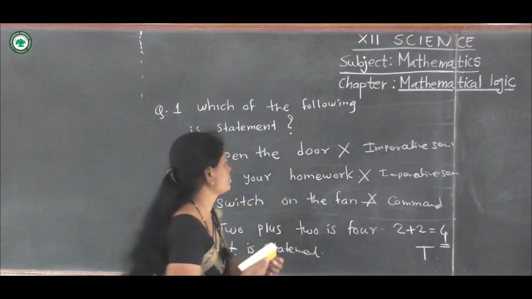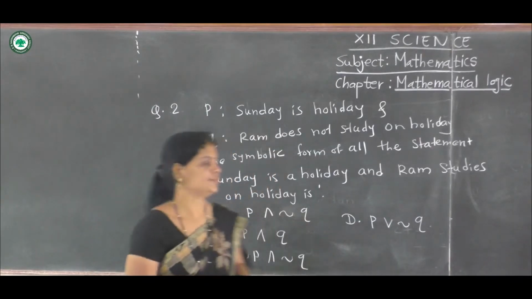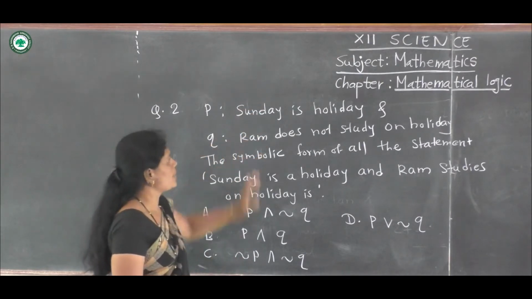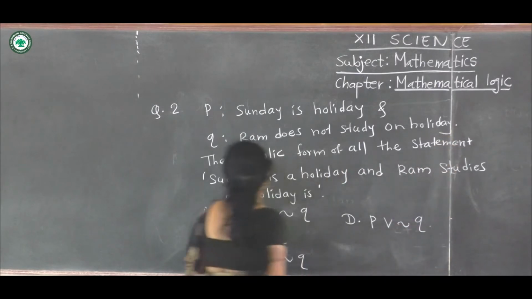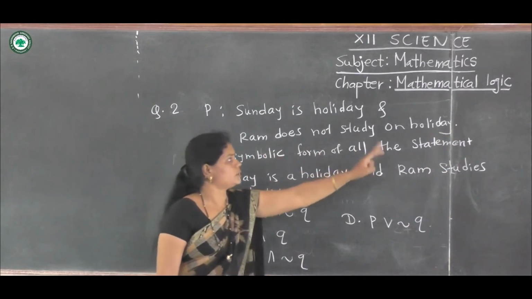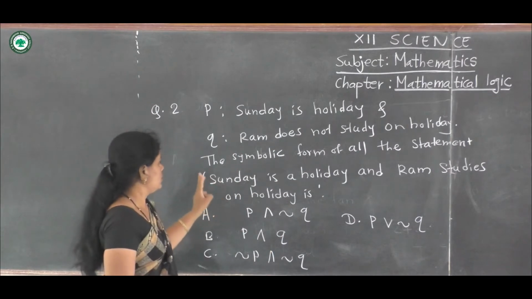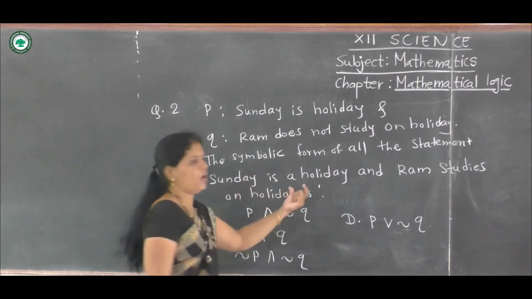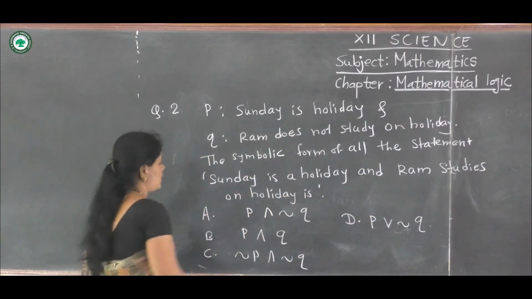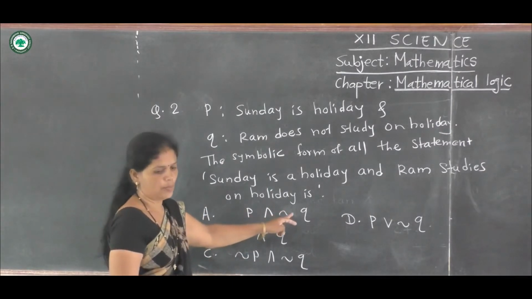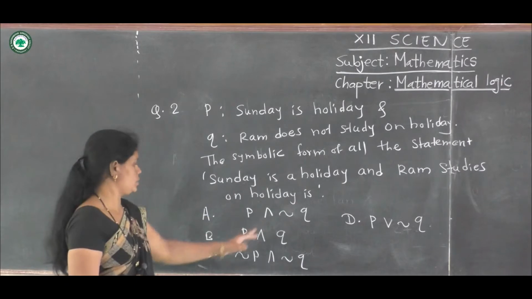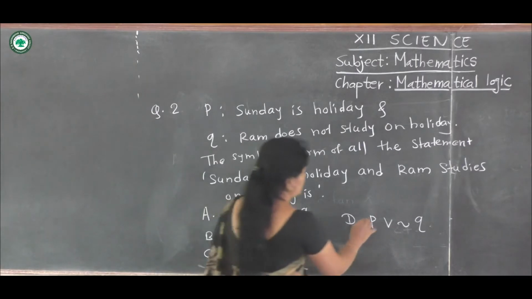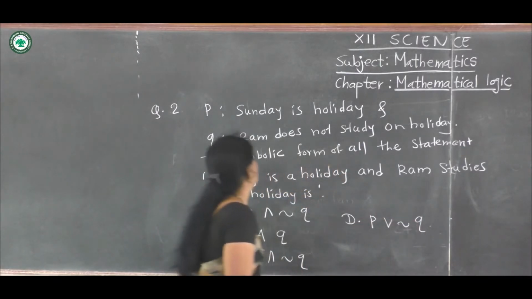Next question. Second question. P: Sunday is holiday. And Q: Ram does not study on holiday. The symbolic form of the following statement, Sunday is holiday and Ram studies on holiday, is: first option, P and negation of Q. Second option, P and Q. Third option C, negation of P and negation of Q. And last one, P or negation of Q.